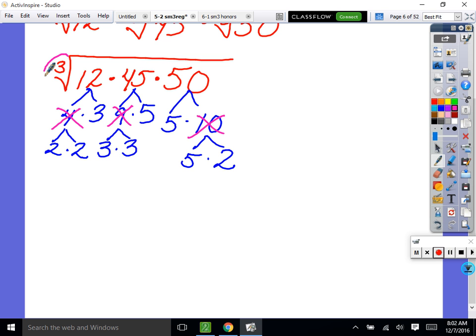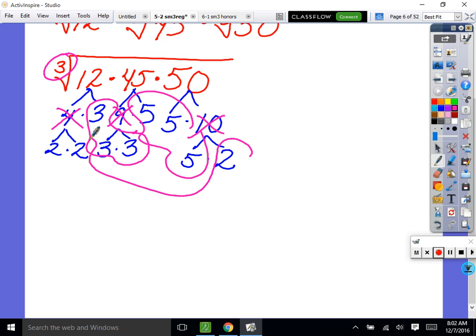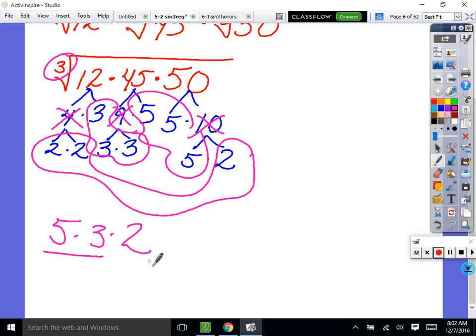Now, because it's a cube root, we're pulling out groups of 3. So we'll pull out a 3 for those 3 threes, correct? We'll pull out a 5, and it looks like we'll pull out a 2. So we pulled everything out. Oh, wait, did we pull everything out? Yeah, we did, right? 5 times 3 times 2. So that's 15 times 2, which is 30. Very good. So that's doing it by hand.